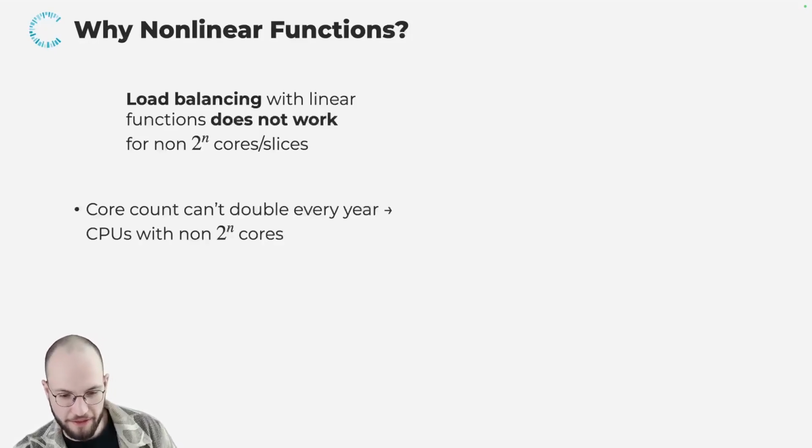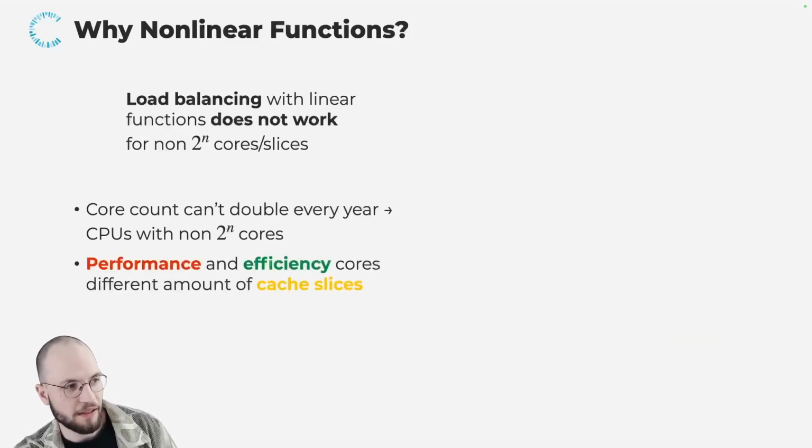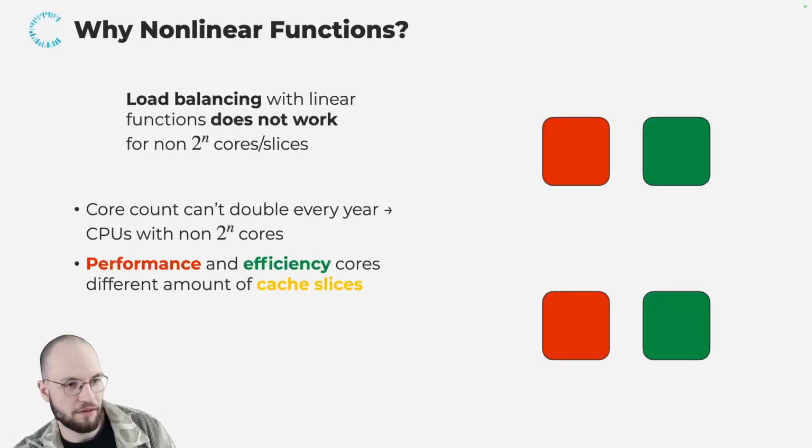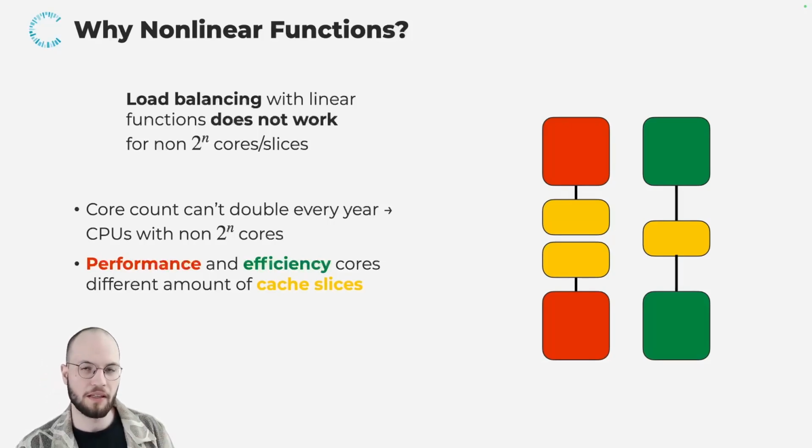And one of the things is that the core count, or the size of your microarchitecture buffer, can't double every year. So at some point you need to have some trade-off where you don't have a power of two. And on the other side, we have performance and efficiency cores on newer machines now, and they get a different number of cache slices. For example, the performance cores get a bigger part of the cache, and that is useful because they can do more memory accesses than these smaller efficiency cores.